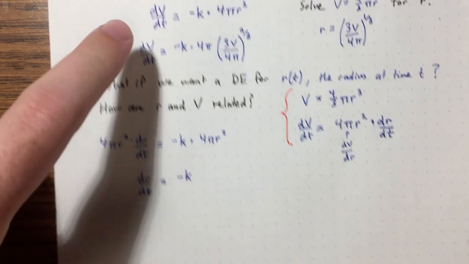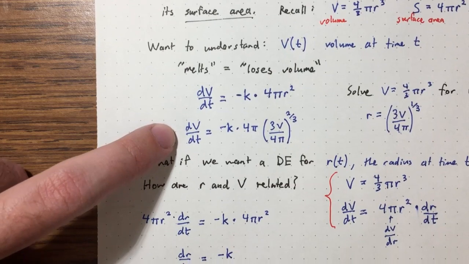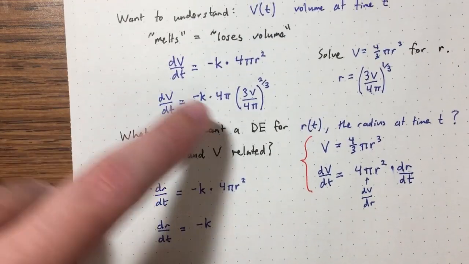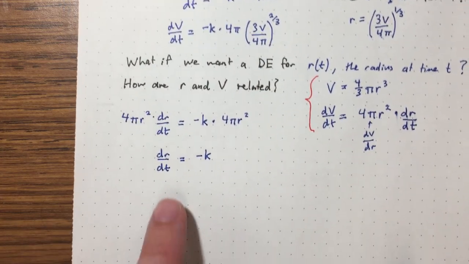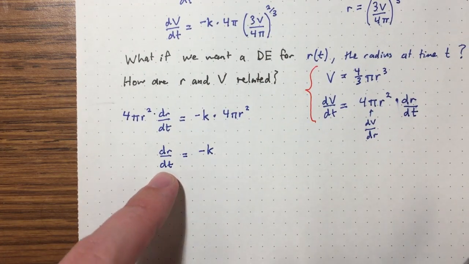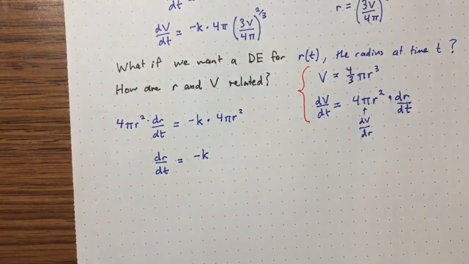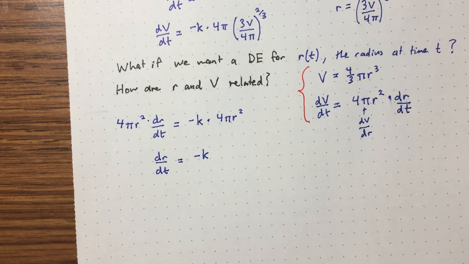This is not true for the volume, right? The volume satisfies this much more complicated looking differential equation. The rate at which the volume changes actually depends on the current volume, but the radius doesn't work that way. So the radius is always going down at a constant rate. You can look on YouTube for time lapse videos of snowballs melting, and you'll see that the radius goes in at a more or less constant rate.